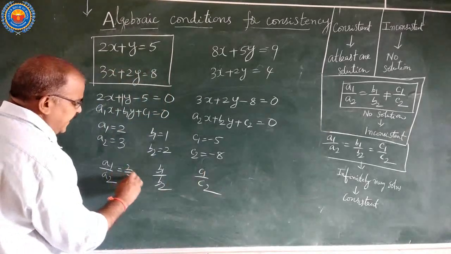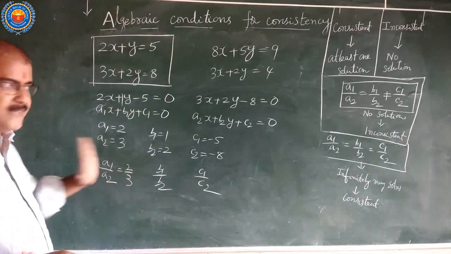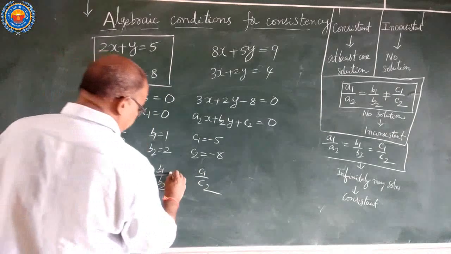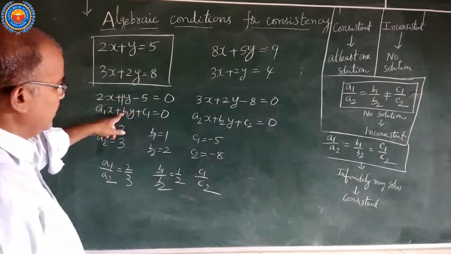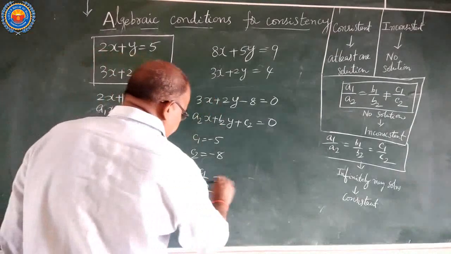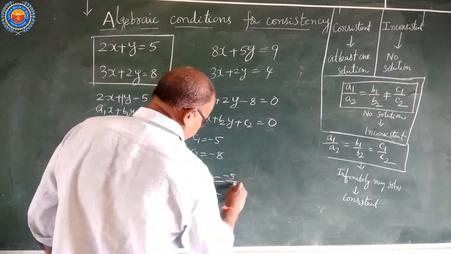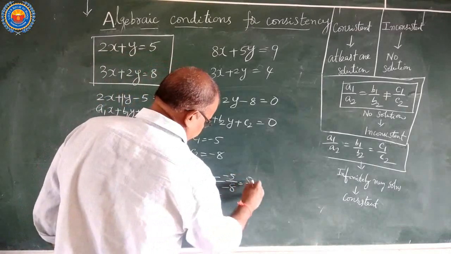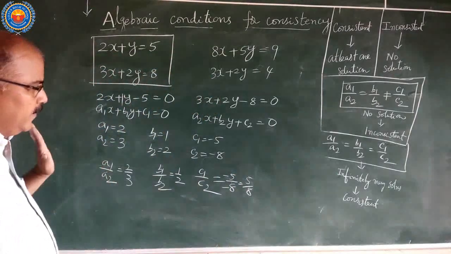a1 by a2 is 2 by 3. If you simplify, 2 and 3 are co-prime to each other, so this is the final answer. b1 by b2 is 1 by 2, since b1 is 1 and b2 is 2. c1 by c2 is minus 5 by minus 8, that we can write as 5 by 8. Now you take only one condition.